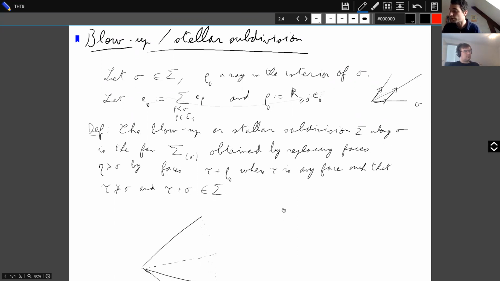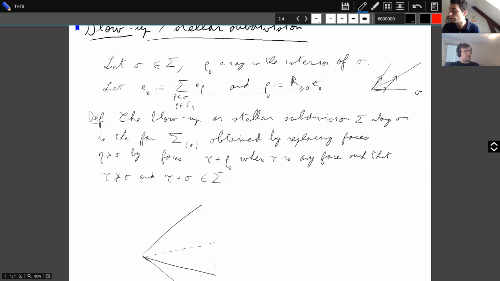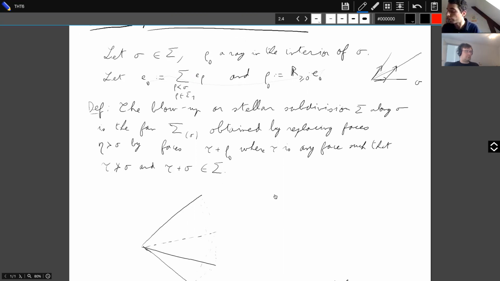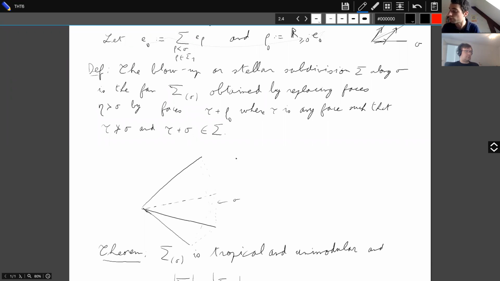Now I define the blow-up, the stellar subdivision of sigma along sigma, to be: I want to cut along this ray, but I want my new fan to still be simplicial. So for instance, let's say that sigma is here. Okay, so here you have a cone above, a cone below, which are of dimension 3, and there is an equatorial plane between both, which is sigma. So the ray rho 0 will be in the middle like that. And so if I want to cut here, I have to cut like that. So I will have new faces, and to cut below.